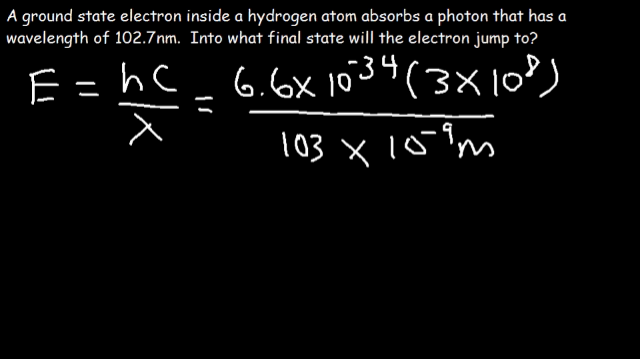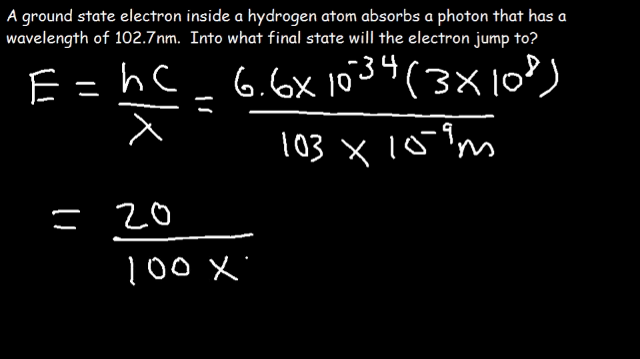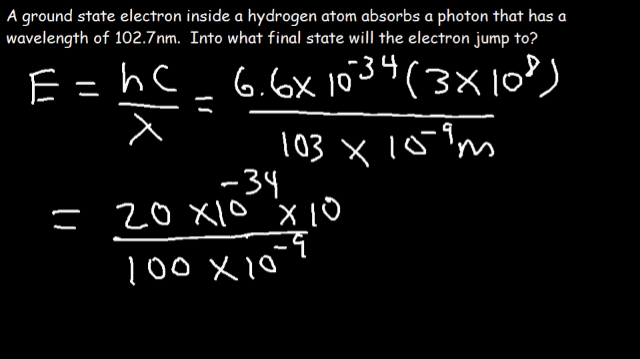So what is 6.6 times 3? 6 times 3 is 18, and 0.6 times 3 is 1.8. 18 plus 1.8, that's 19.8. So I'm going to round 19.8 up to about 20, and I'm going to round 103 a little bit down to about 100. So this is 100 times 10 to the negative 9, and what we have is times 10 to the negative 34 on top, and times 10 to the 8.